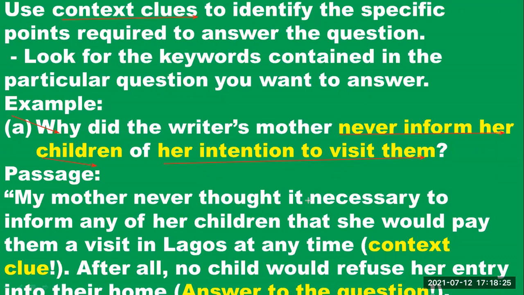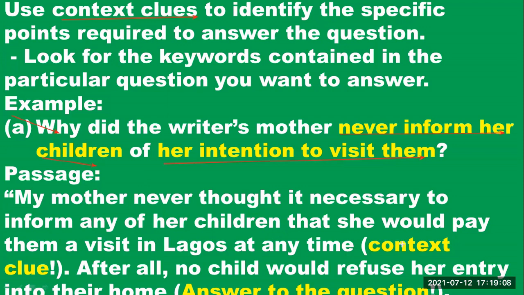My mother never thought it necessary to inform any of her children that she would pay them a visit in Lagos at any time. You see, this is what we mean by context clue. Now, it is a context clue because it tallies with the keyword we are looking for. You know, why did the writer's mother never inform her children of her intention to visit them? And then we are reading, my mother never thought it necessary to inform any of her children that she would pay them a visit in Lagos at any time. This is a context clue.